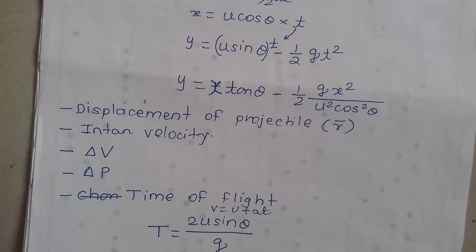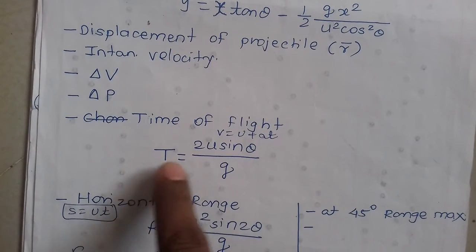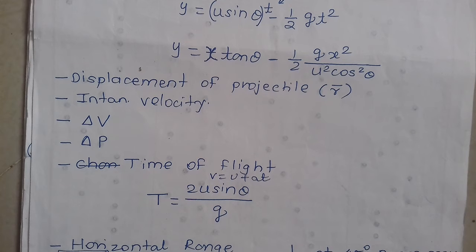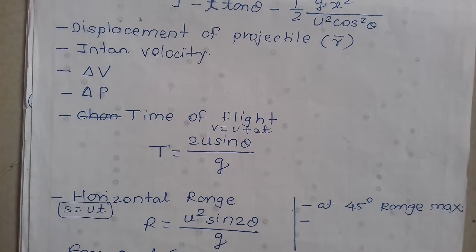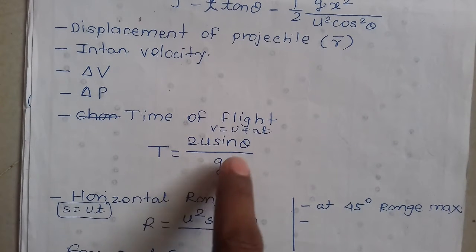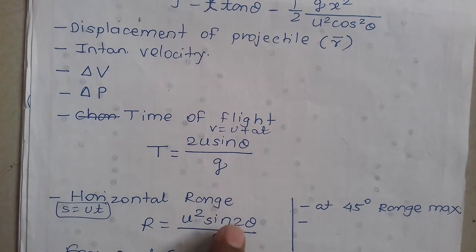Then time of flight. Time of flight T is equal to 2u sin theta upon g. Then range. What is the formula of range? This is oblique projectile motion. Range is u square sin 2 theta upon g. This 2 goes into the index, and there comes another 2 in front of theta.